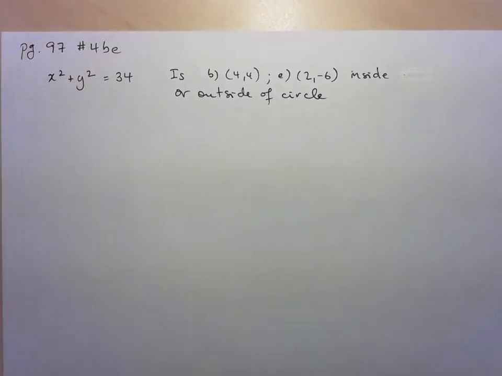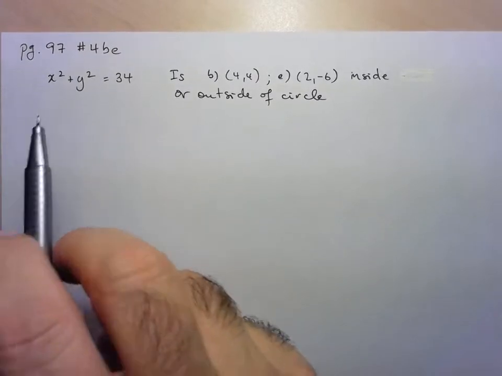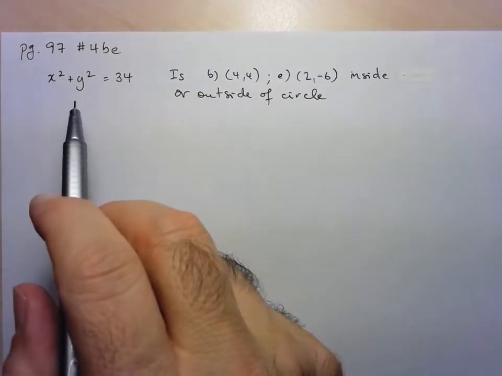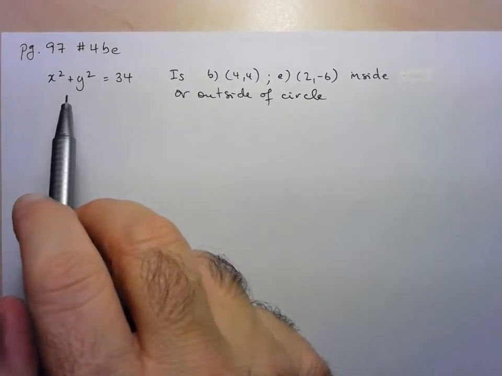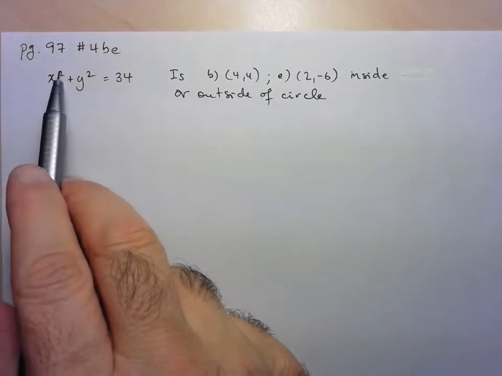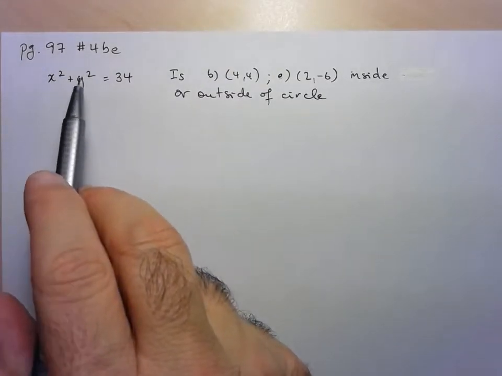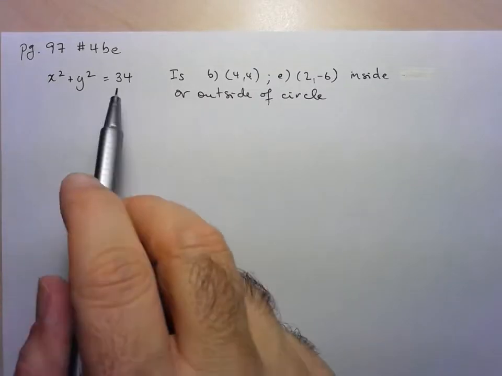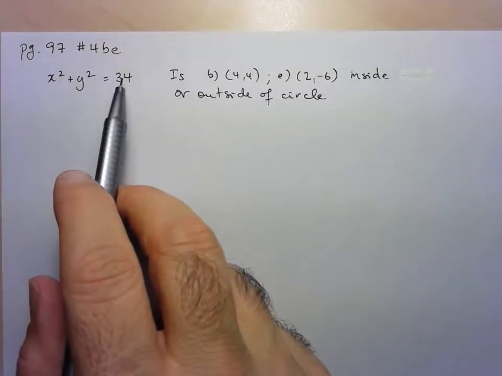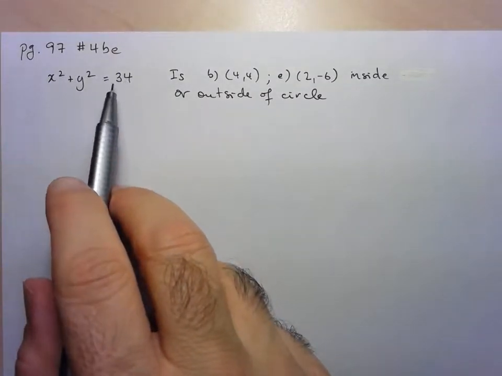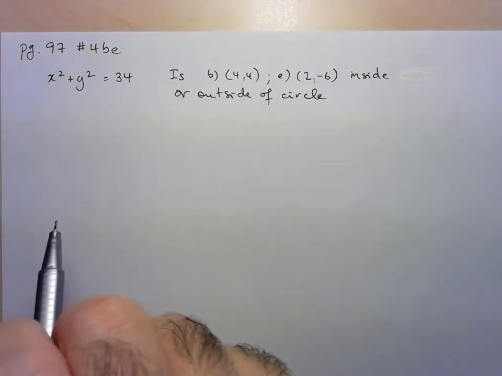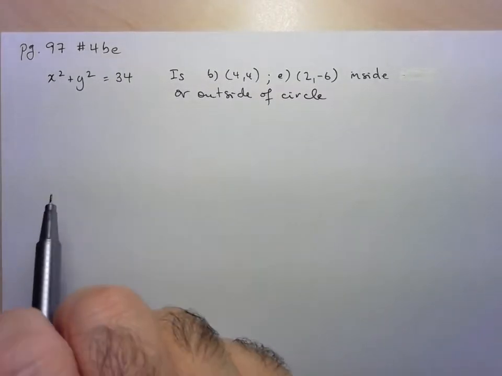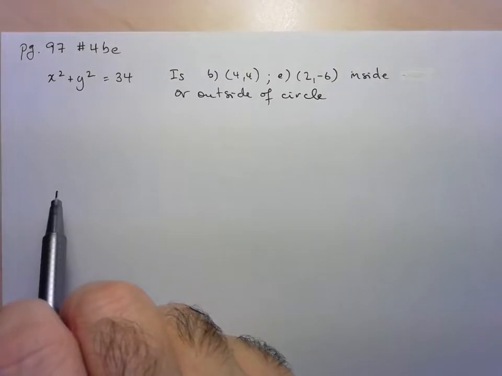Hi folks, we're going to take a look at number 4 on page 97. They give us the equation of this circle, and you should be able to recognize that this is a circle centered at 0, 0, because this is like x minus 0 squared plus y minus 0 squared. So the center is 0, 0 and equal to 34. But remember that this number represents the square of the radius. We'll see if it's important to know the radius or not.